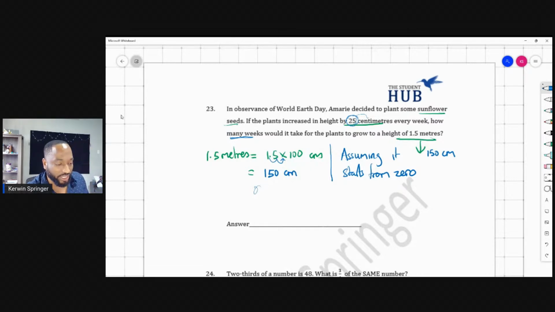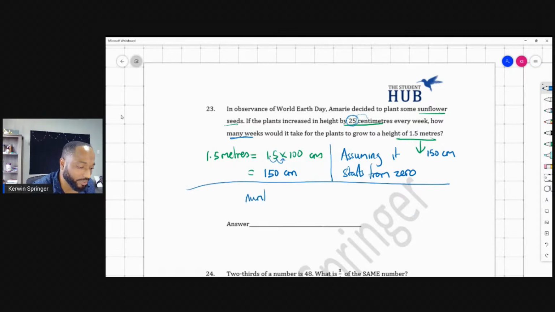Well, every week is 25. So I think an ideal operation to pick out here would be division. So number of weeks would be the total height divided by how many centimeters it grows every week. And I know 25 can go into 150 6 times. So 6 weeks is the answer for sure.